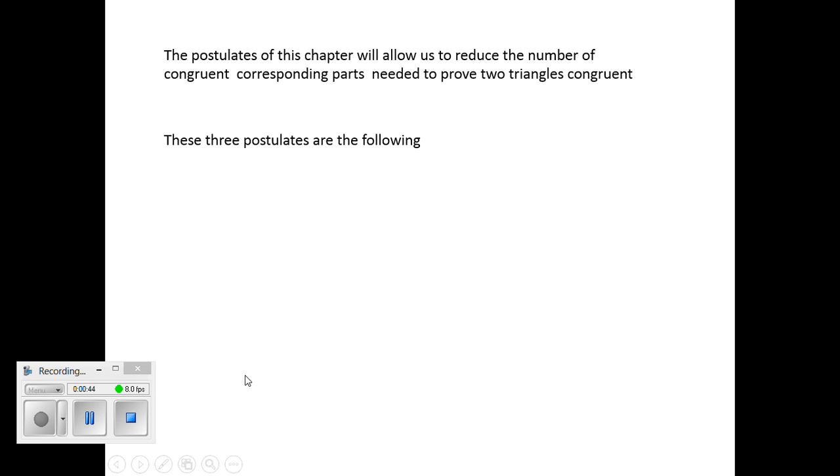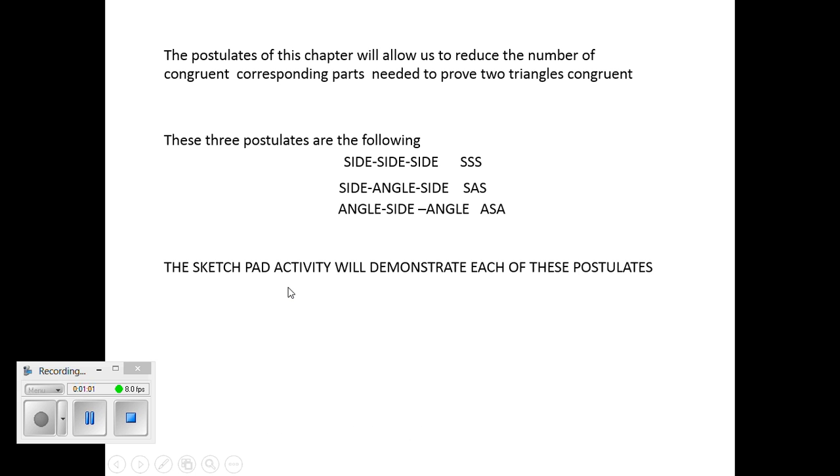Now, we've subsequently learned that there were postulates that avoided us having to show all six parts were congruent. We had the triple S, which said, hey, if all the sides of one triangle are congruent to all the sides of the other, then the two triangles are congruent. We had the side angle side, which said if two sides and the included angle of one triangle are congruent to two sides and the included angle of another triangle, then the triangles are congruent, okay?